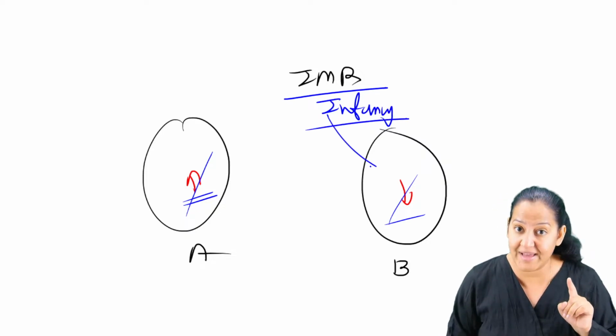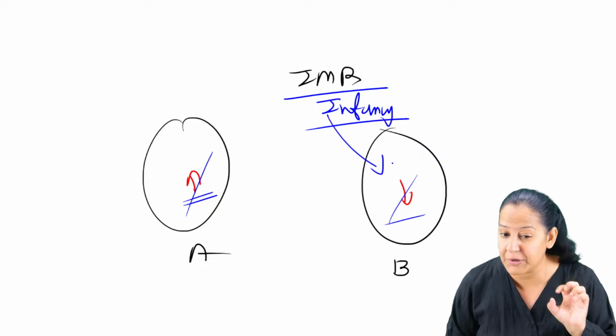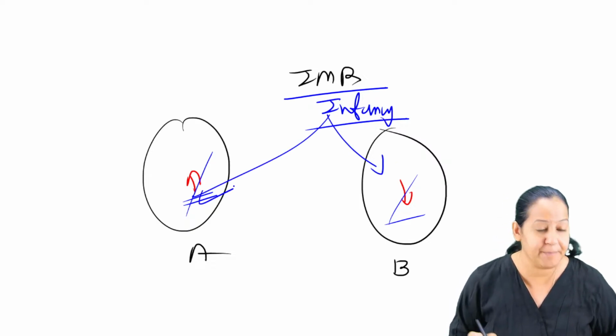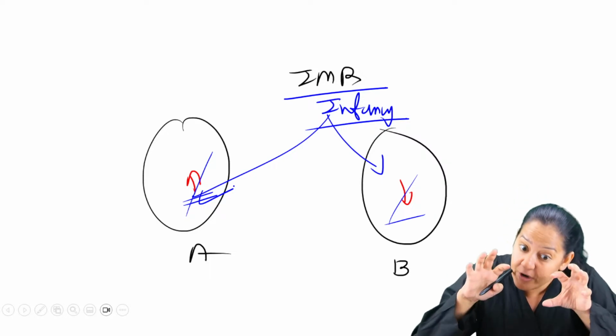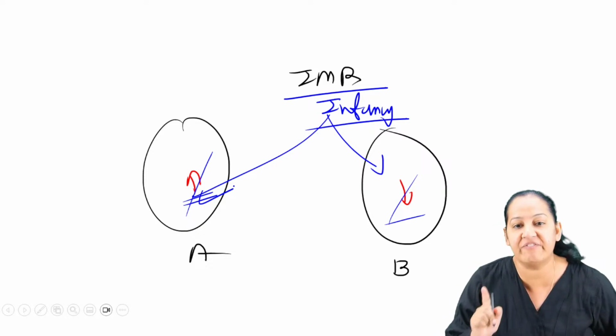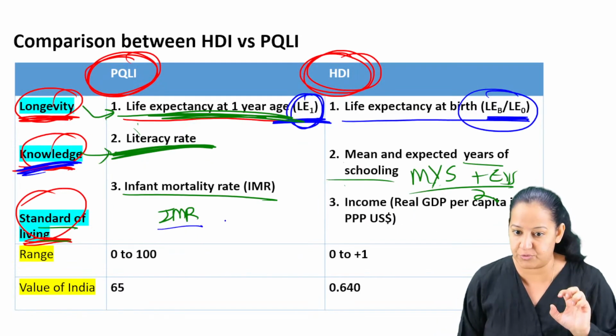So if mortality is less, it means the health services are good in that country. And if mortality is high, it means the health services are not good in that country. So that reflects the standard of living of the 2 countries. For standard of living, we are comparing the infant mortality rate of the 2 countries.